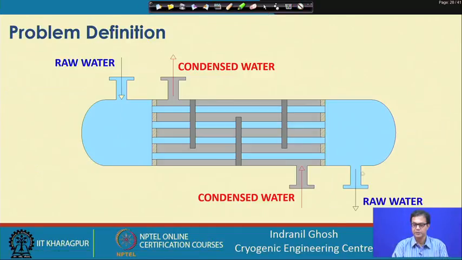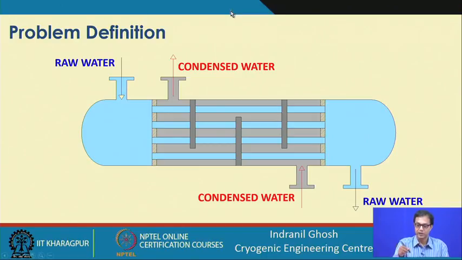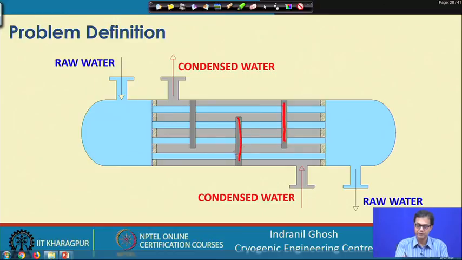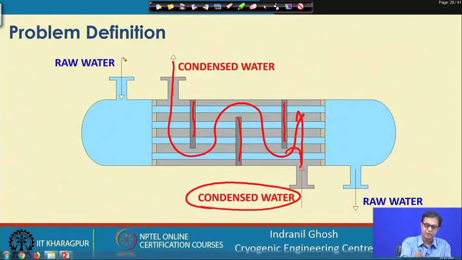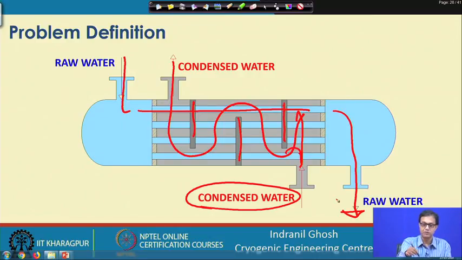Here in this problem definition, as you can understand, this is a single shell, single tube pass heat exchanger. These are the baffles, and one fluid, the condensed water, is entering on this side. I am sorry, this is not a good design. It is supposed to come from this end, and another baffle should be there, so it should come out from here. On the other side, the raw water is coming and flowing like this, and finally it will flow out from this outlet.